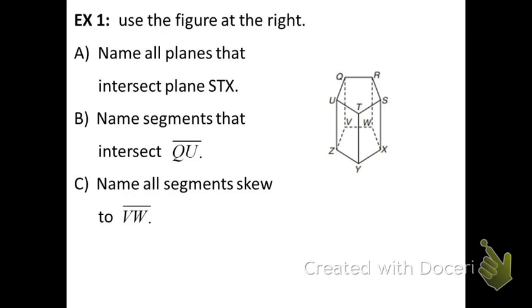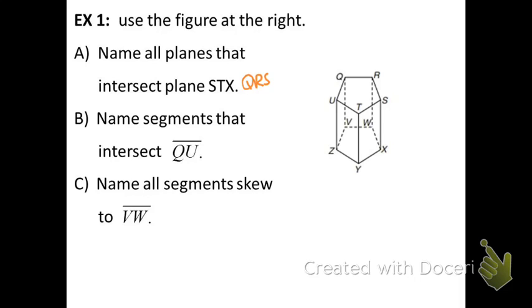Example 1 asks us to use the figure at the right to name all the planes that intersect plane STX. So we have this plane, and it wants us to label all of the planes that intersect it. I'm first going to talk about the top one because I can see it, and we just need to list it with 3 letters to have a plane, so I'm going to call it QRS.